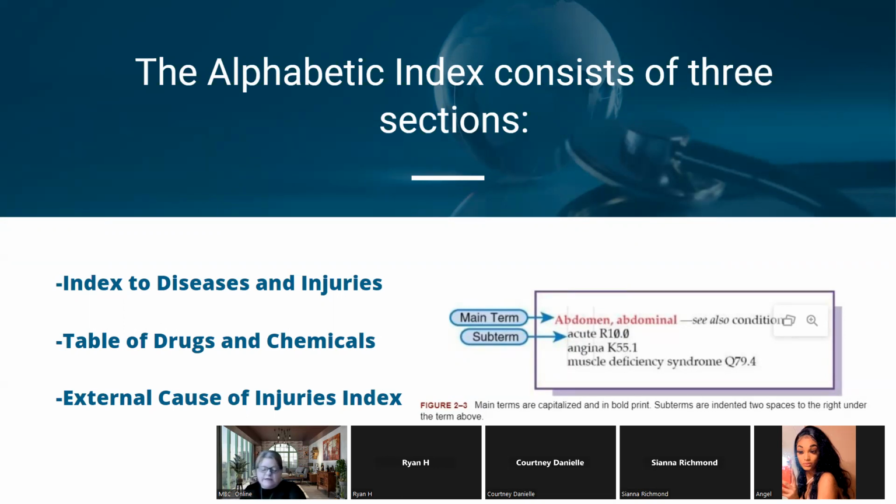You see how your alphabetic index is that gray section? The blue section is your table of neoplasms. The thick purple section right after it is the table of drugs and chemicals, or at least it's purple in my book. And then you have an orange section. The orange section is the external cause of injuries index. That is the one that has like 6 pages of stuff. Look for accident, and then you look for assault.